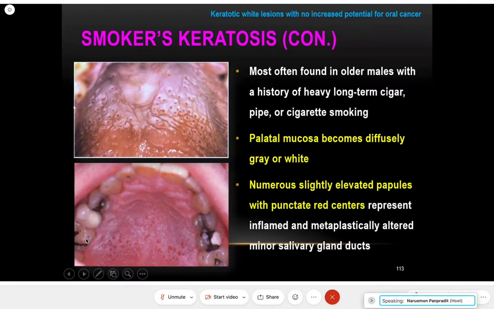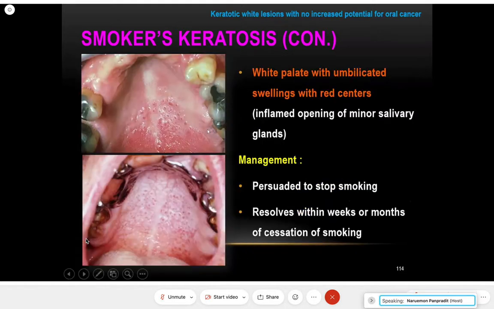If you see a white plaque with papules and a red dot or red center in the middle of each papule, this is smoker's keratosis. Even though it looks awful, it's not related to any cancer. So just tell the patient, show them in the mirror, and persuade them to stop smoking. After follow-up, maybe months or years, it will gradually disappear.